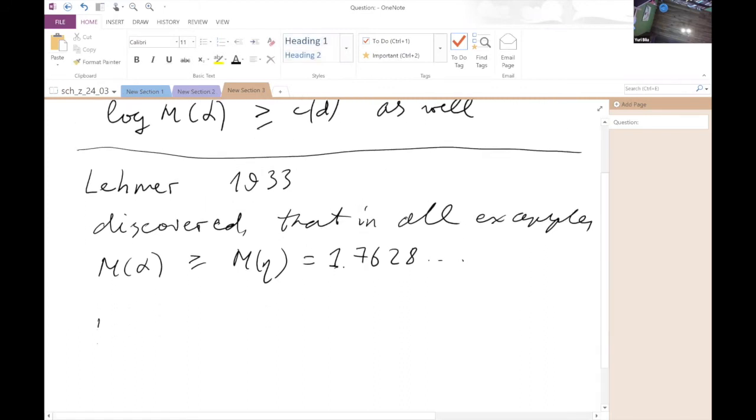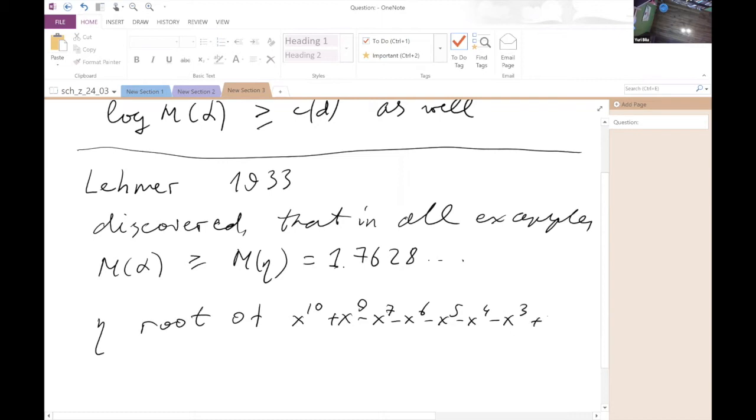Where what is eta? Eta is a root of the following wonderful polynomial: x^10 plus x^9 minus x^7 minus x^6 minus x^5 minus x^4 minus x^3 plus x plus 1. It's an irreducible polynomial, and its root is an algebraic integer, and its Mahler's measure is this. And he discovered that he could not find any example of an algebraic integer which has Mahler measure smaller than this.